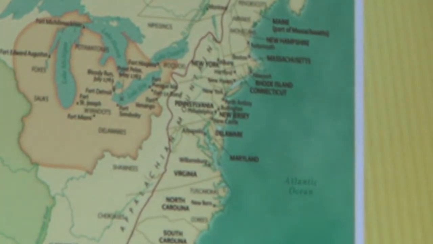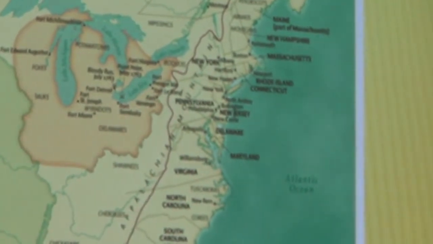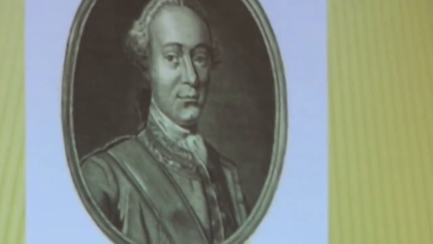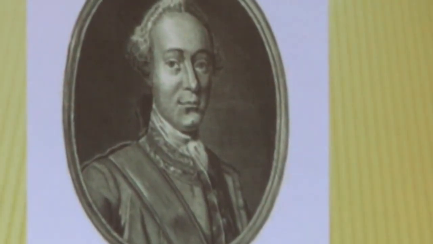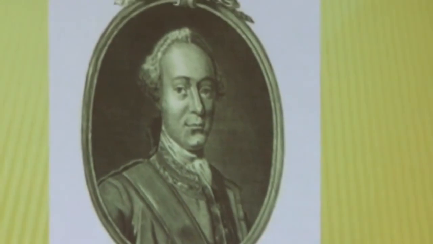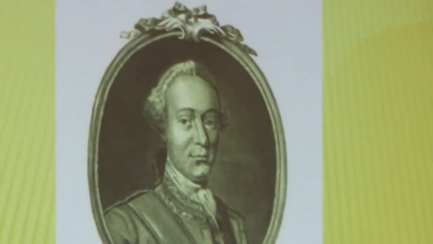And while the global Seven Years' War was going well for Britain, they were winning on that part. The campaign in North America was not going so well for the British. And most of this was due to a man named Lord Loudon. He had been in charge of organizing the war in North America.